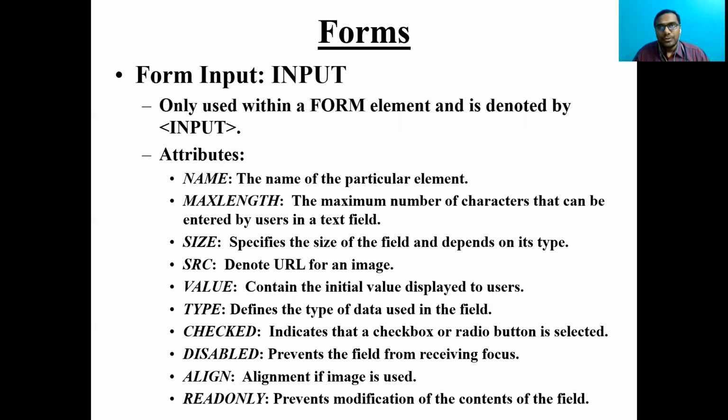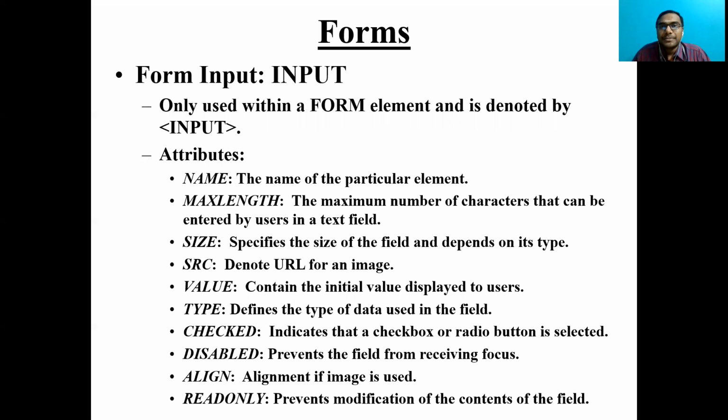So what are the attributes we will be having in the input tag here? Name, maximum length, size, source, value, type, checked, disabled, align, and read only. So name specifies the name of the particular element. Maximum length is the maximum number of characters that can be entered by users in a text field. Suppose if I'm using the input type equal to text, what is the maximum number of characters we can type? That we have to specify in the attribute maximum length here.